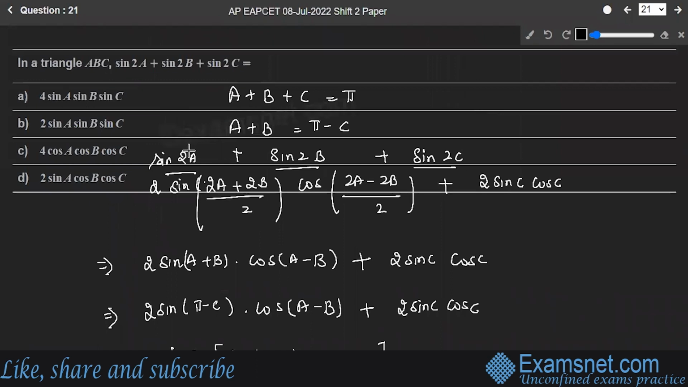So here we have, let's check with the options. 4 sin A sin B sin C is option D. So this is the answer to our problem. Hope you are clear with this. Let's move to the next. Sorry, this is not D, this is option A. Right, here we have option A as our answer.